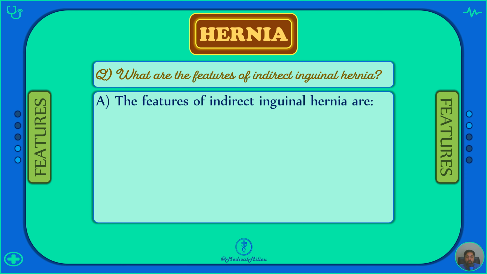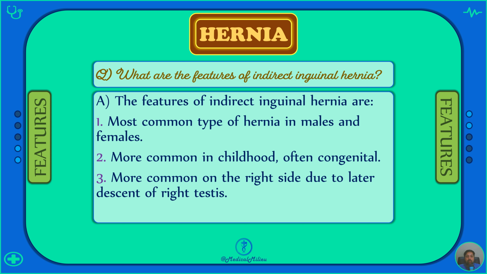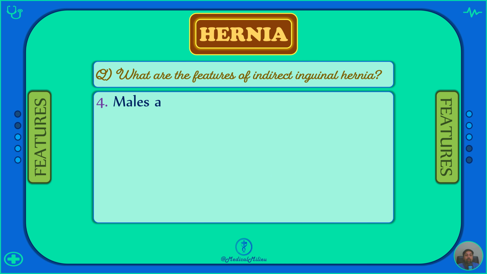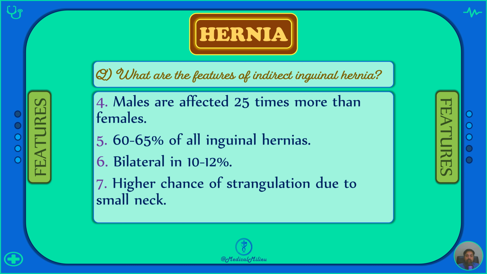The features of indirect inguinal hernia are: it is the most common type of hernia in males as well as females. It is more common in childhood and is often congenital. It is more common on the right side due to the lateral descent of the right testis. The males are affected 25 times more commonly than the females. It constitutes 60 to 65% of all inguinal hernias. It might be bilateral in 10 to 12%, and there is a higher chance of strangulation due to small neck.